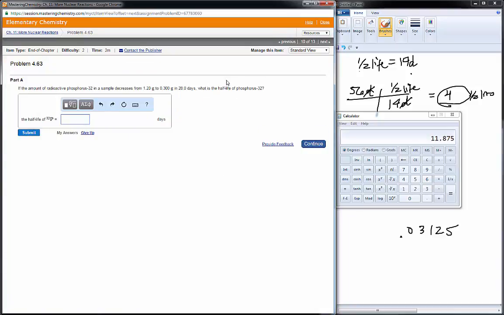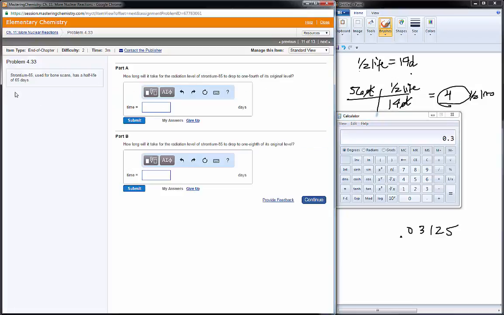Now here they want to know what the half-life is. Let's see. That decreases from 1.2 grams to 0.3 grams in 28 days. I started with 1.2 grams. I divided by 2 1 time, 2 times to get this much. So 2 half-lives have passed for 28 days. So then if 28 days is 2 half-lives, then 1 half-life is 14 days.